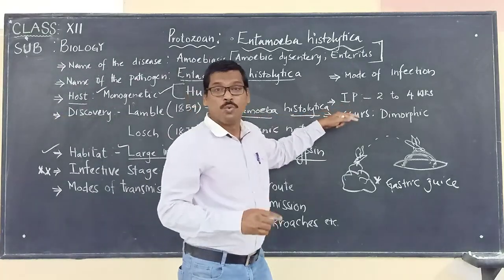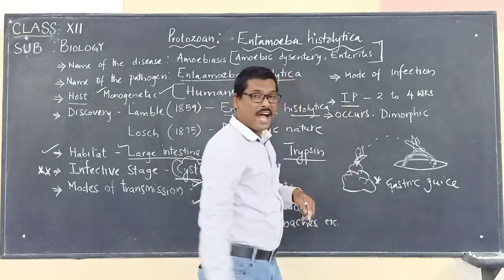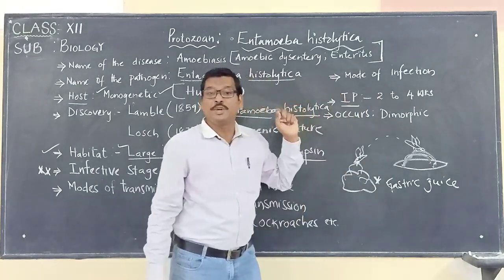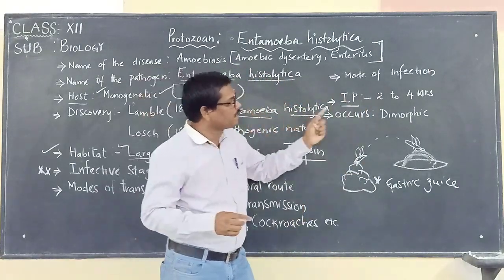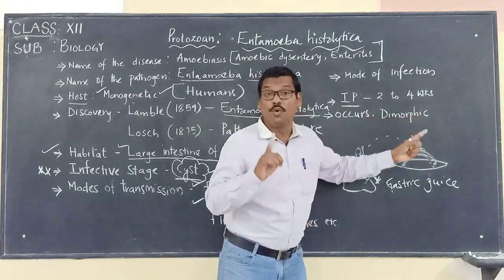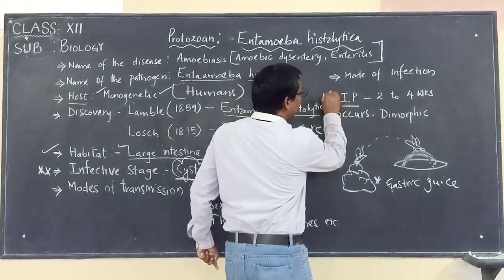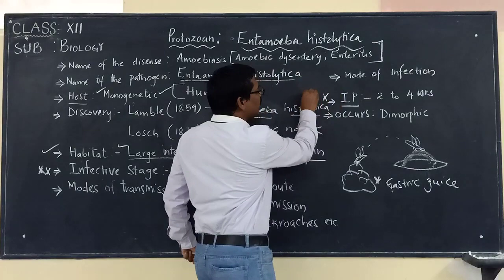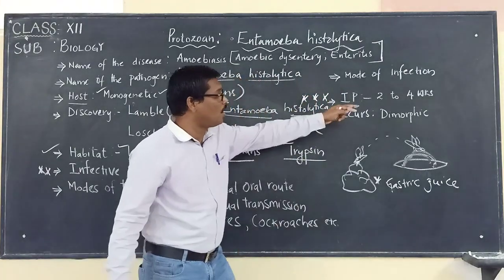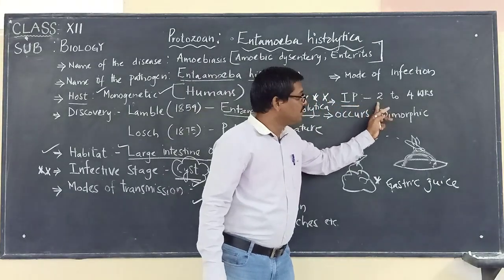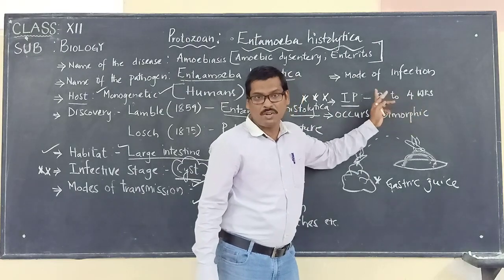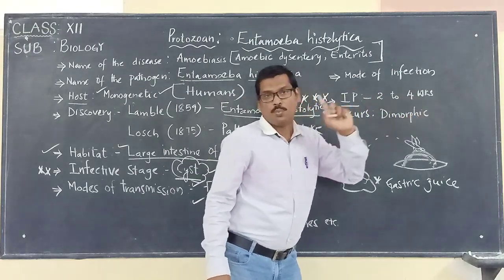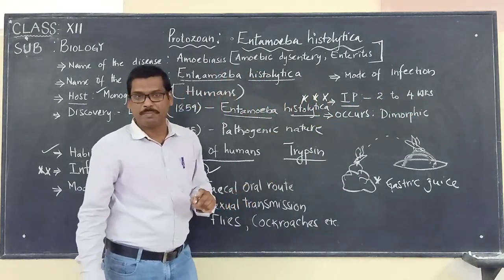So here, what is the incubation period? IP means incubation period. The incubation period is about 2 to 4 weeks. Very important. The incubation period of Entamoeba histolytica is how many days or weeks? It is about 2 to 4 weeks. That is very important. We have to keep it in mind.